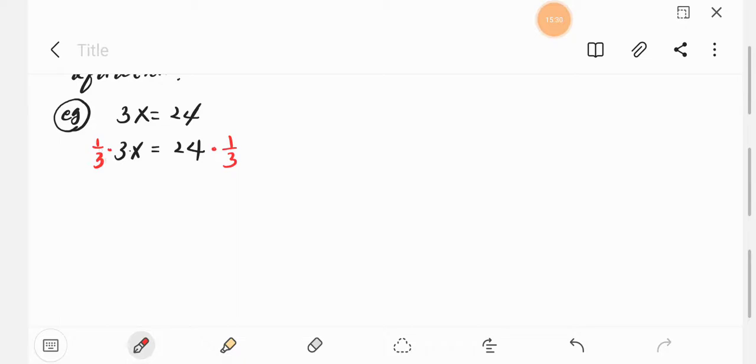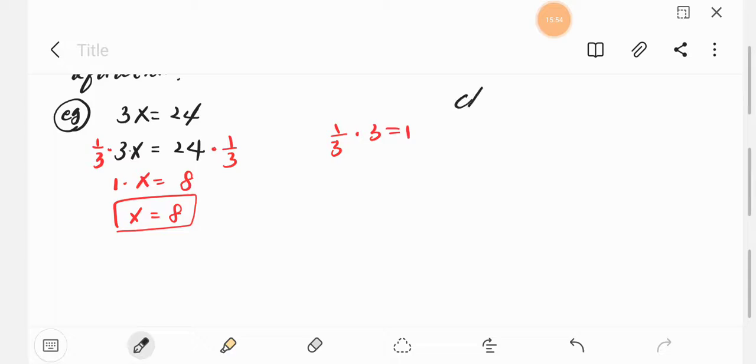Then 1/3 times 3 becomes 1, right? So this is 1 times x is equal to 24 times 1/3, which is 8. So x is equal to 8. So 8 is the solution.